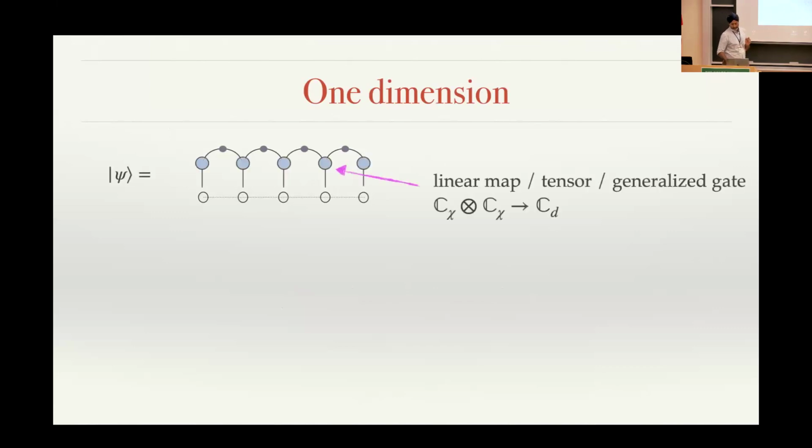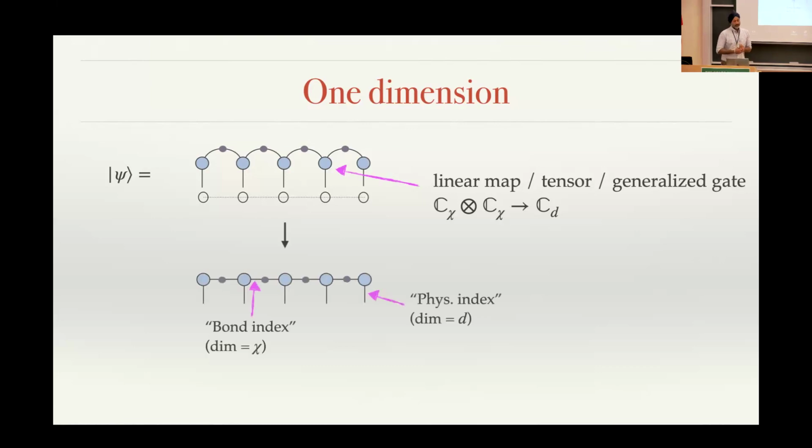Then I'm going to apply an arbitrary linear map, or a generalized gate, which need not be unitary. I also call this object a tensor. It's just a linear map from two virtual spins to a d-dimensional vector space, where small d is the dimension of my lattice site. Here I've just straightened the same picture, and this is an example of what is called a tensor network: a bunch of tensors, or linear maps, that are multiplied together according to some geometry.